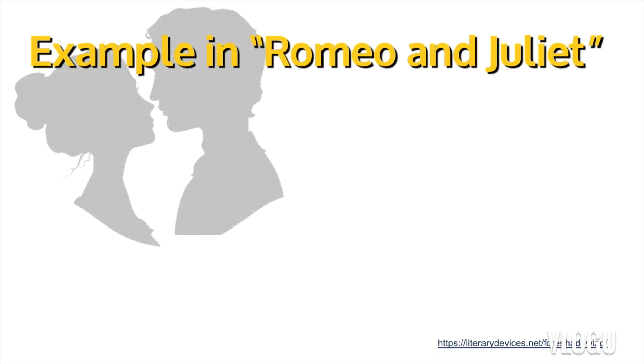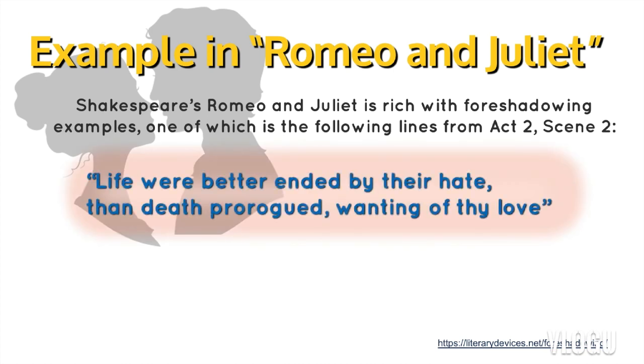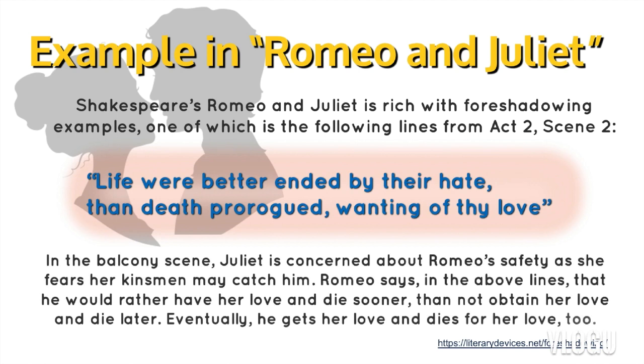Now let's take a look at an example in Romeo and Juliet. Shakespeare's Romeo and Juliet is rich with foreshadowing examples, one of which is the following lines from Act 2, Scene 2. "Life were better ended by their hate, than death prorogued wanting of thy love." In the balcony scene, Juliet is concerned about Romeo's safety as she fears her kinsmen may catch him. Romeo says, in the above lines, that he would rather have her love and die sooner than not obtain her love and die later. Eventually, he gets her love and dies for her love too.